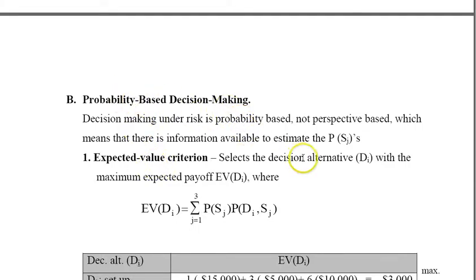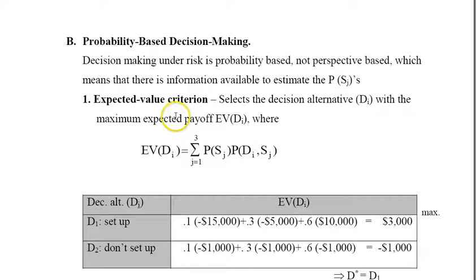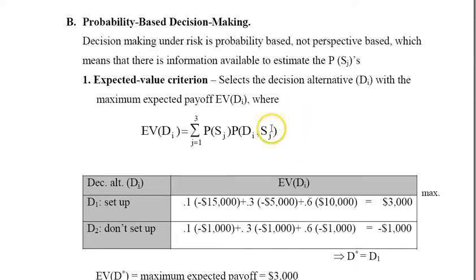In probability-based decision making, we're going to find out the expected value, on average, how much we make if we pick decision 1 or decision 2. The payoffs for decision 1 are negative 15,000 if it's rain, negative 5,000 if it's cloud, and 10,000 if it's sun. The corresponding probabilities are 10%, 30%, and 60%. So we multiply the probability by the corresponding payoffs, which is what this formula tells us to do, and that gives me an expected value of $3,000.